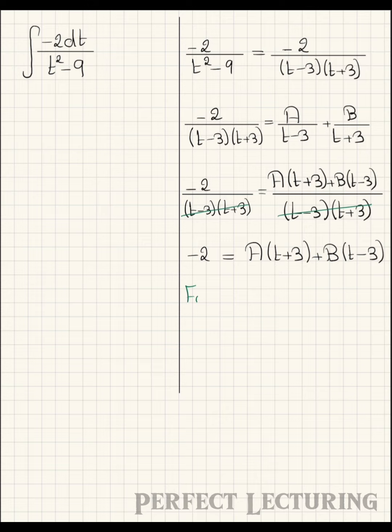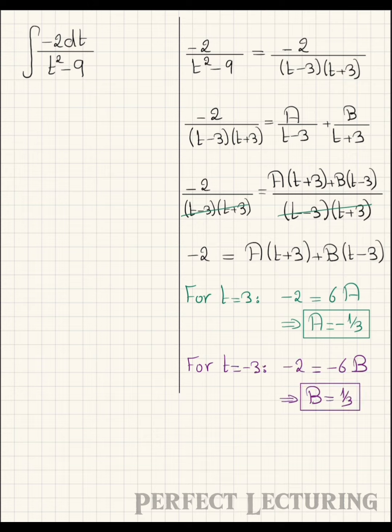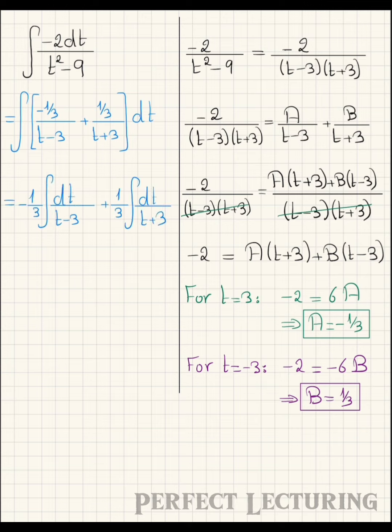So for t equal to 3, we end up with negative 2 equal to 6a, and thus a is equal to negative 1/3. And for t equal to negative 3, we get b equals 1/3. Thus, the integral becomes as follows. We split it up into the sum of two integrals, and now we end up with simple integrals. Negative 1/3 times the ln of the absolute value of t minus 3 plus 1/3 times the ln of the absolute value of t plus 3 plus c.